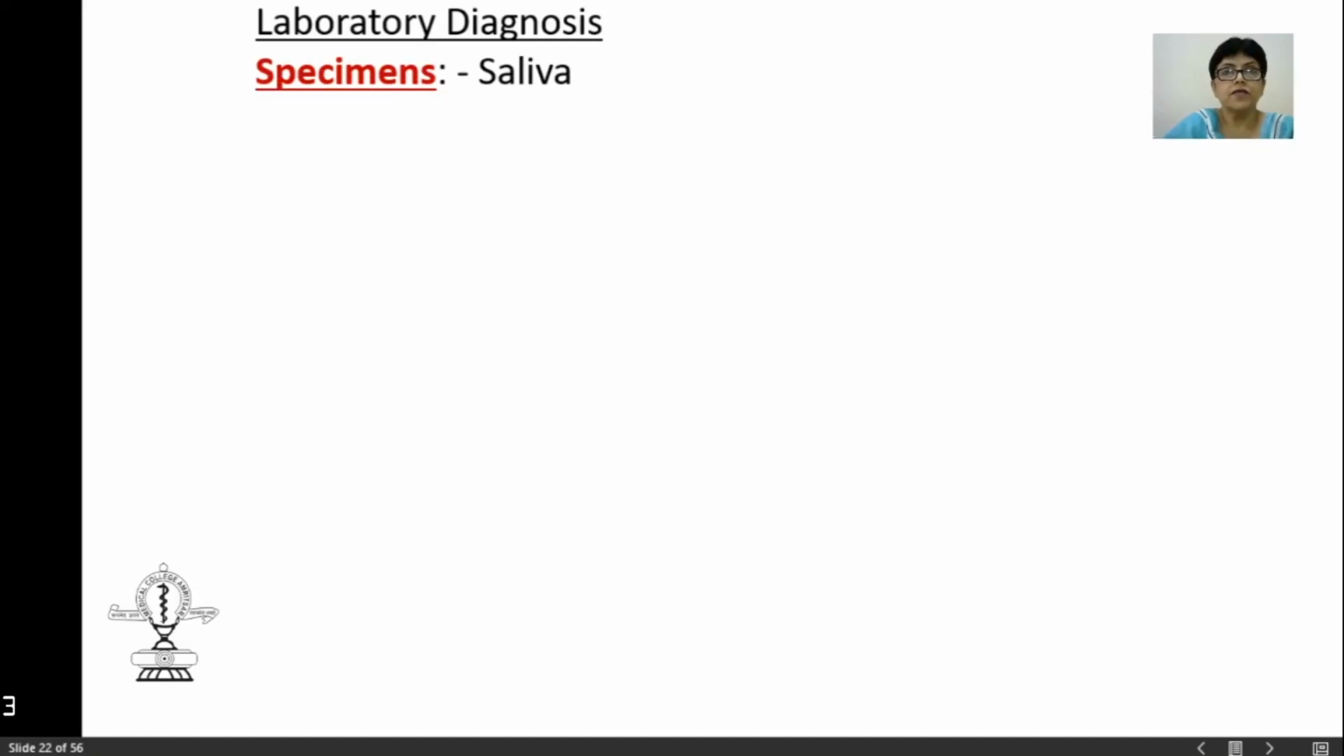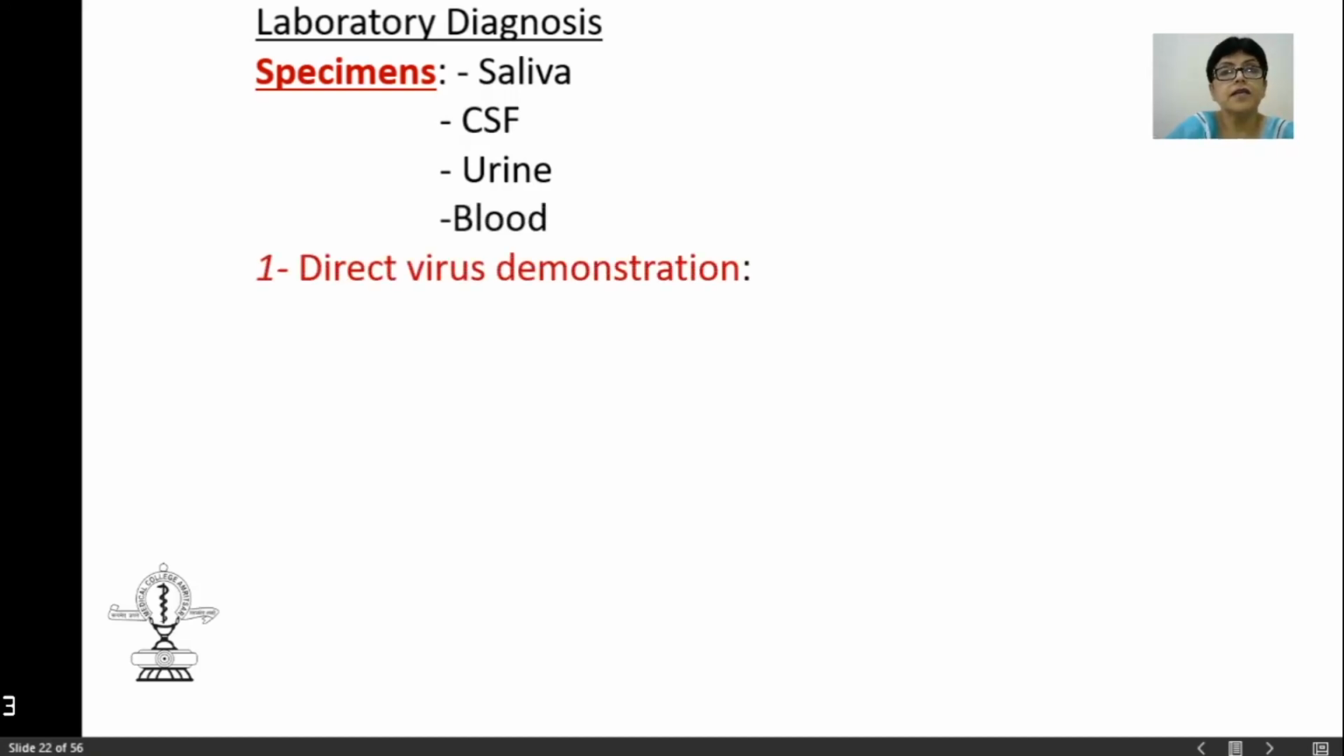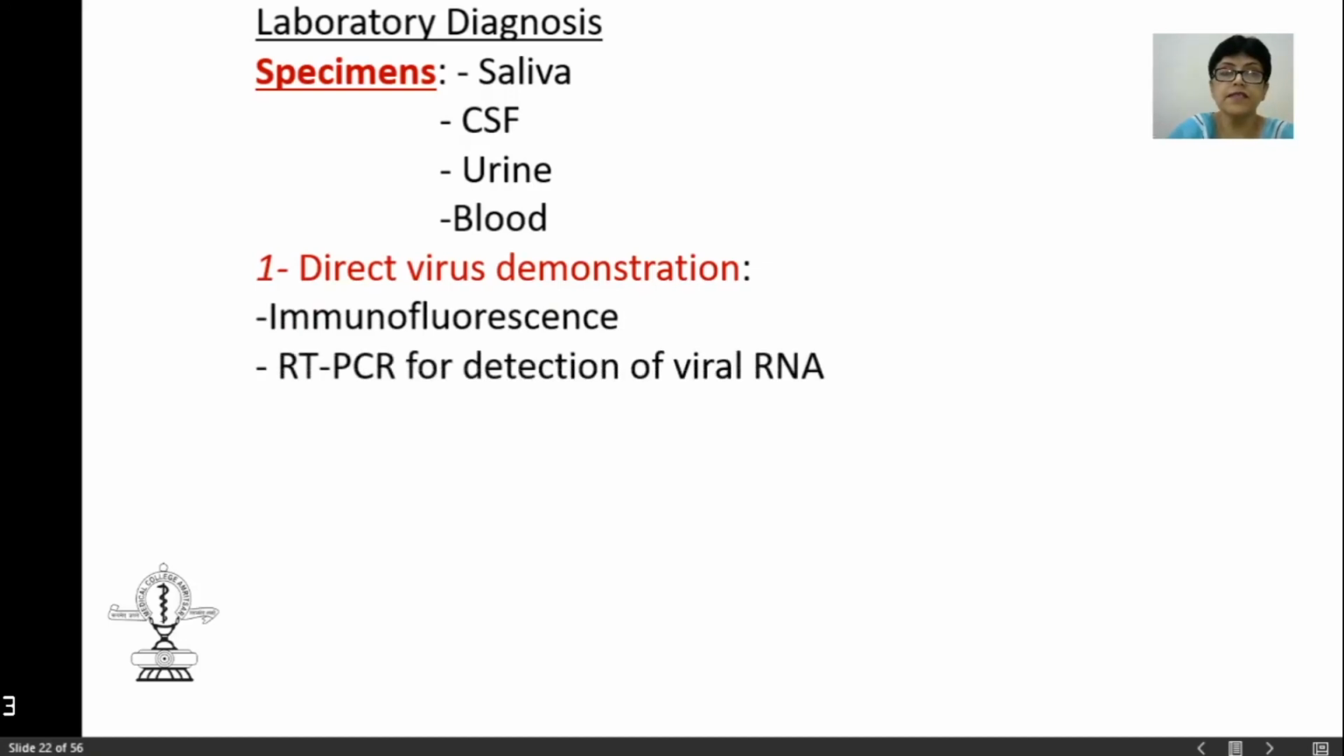Coming to the lab diagnosis of mumps, we will follow the usual course of viral diagnosis we have discussed earlier. The specimens of choice will be saliva, which is the most common, and urine, followed by CSF and blood wherever they are indicated. For direct virus diagnosis, we can use immunofluorescence or real-time PCR for detection of viral RNA, which is extremely sensitive.